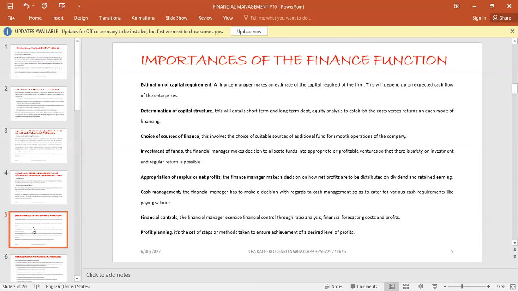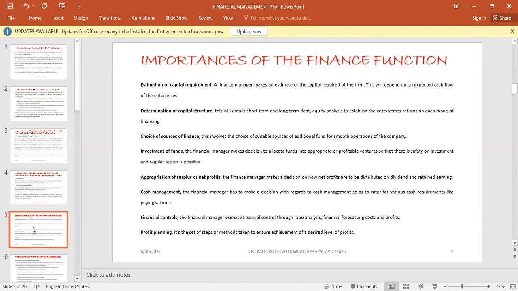Because here they are saying this involves the choice of suitable sources of additional funds for smooth operations of the company. Here we are looking at what other sources we can use to add more capital, or to add more money within the organization.